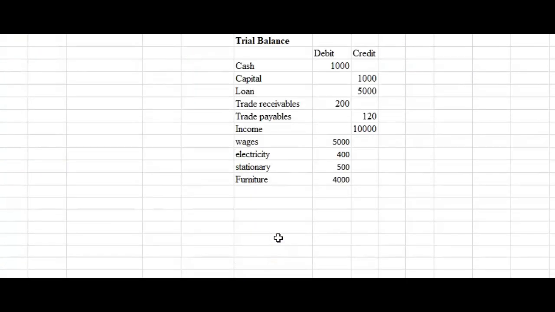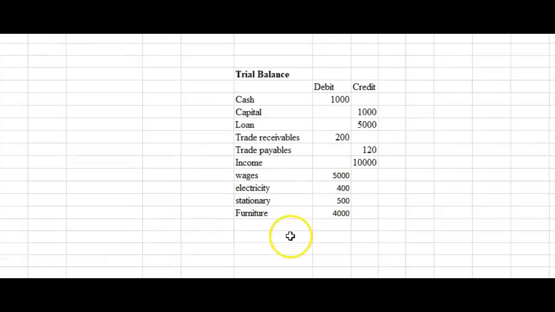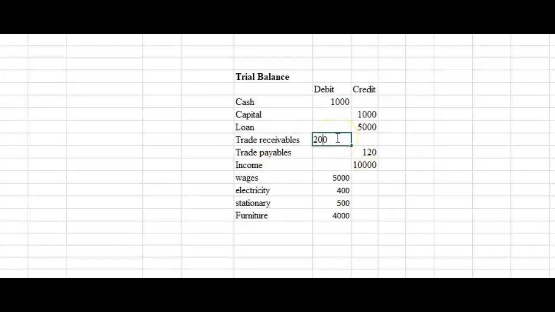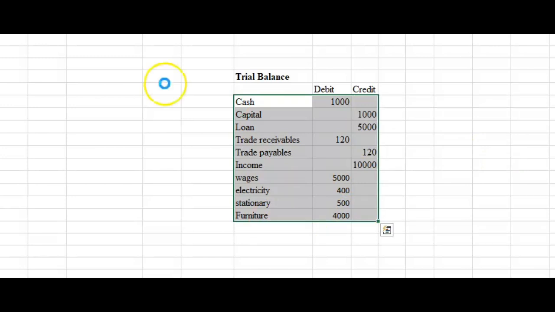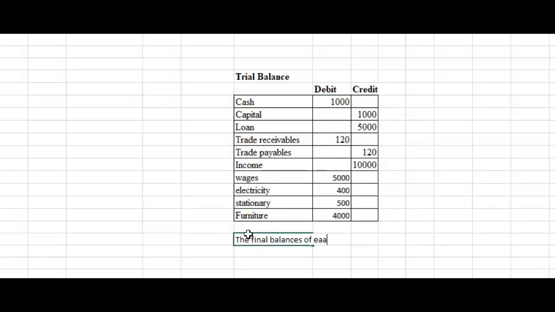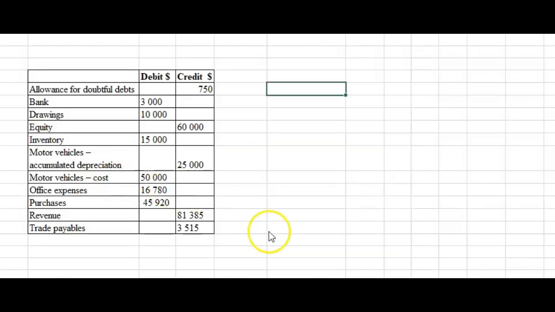This makes it much easier to prepare the financial statements, as all the account balances are available in one place, instead of having to scour through individual ledger accounts. Once the trial balance is prepared, the figures are then taken to the financial statements. At the Edexcel IGCSE level, students need to be familiar with the preparation of two financial statements only: the income statement and the statement of financial position.